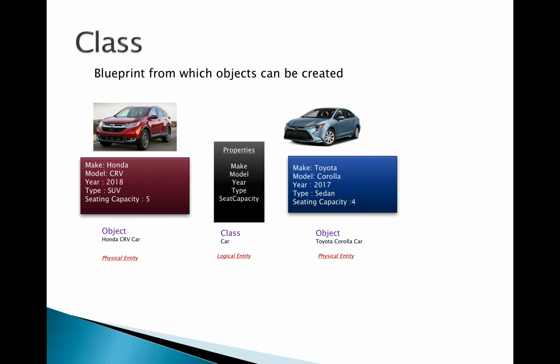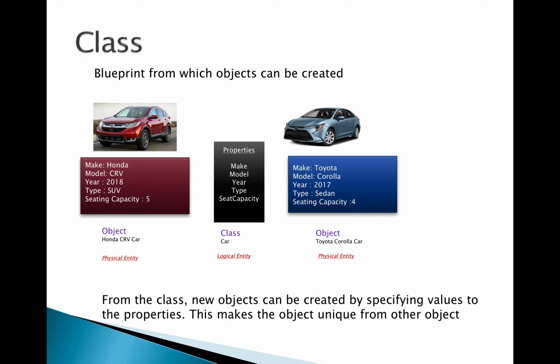Again, objects are physical entities, but class is more like a logical entity. There is nothing like a car. You can say Honda CRV, that is an object, but car is not an object, right? Honda CRV is an object, Toyota Corolla is an object. And if you come up with a Honda Accord, that is also an object, and that object is also going to have the common properties. So once you define a class which has these common properties, I can say that if I'm considering anything as a car, then that object should have all these common properties in it. Once you define a class, I can create new objects from the class.